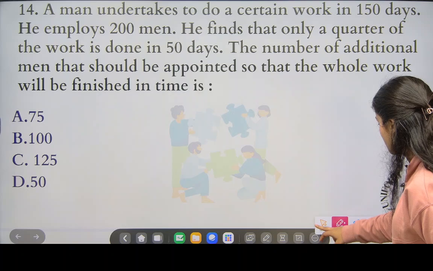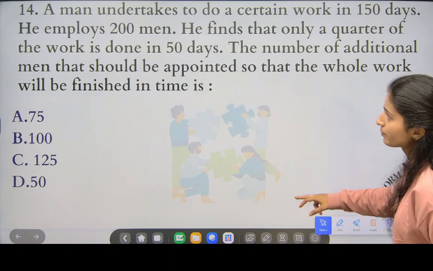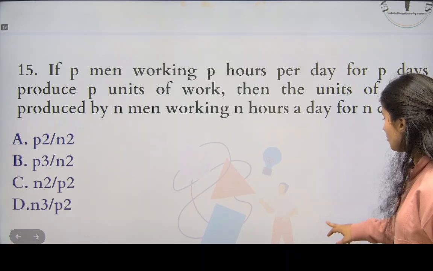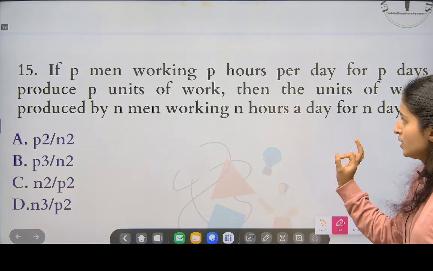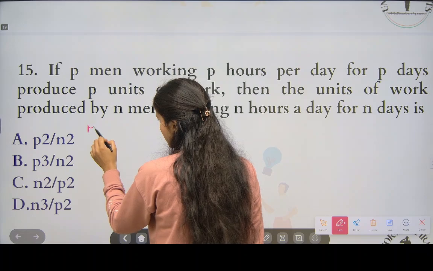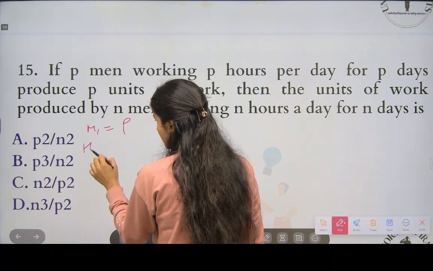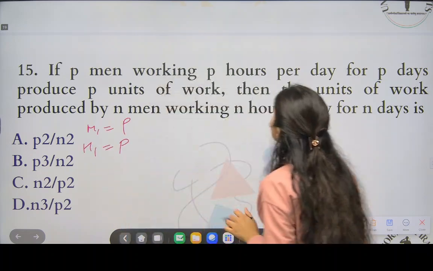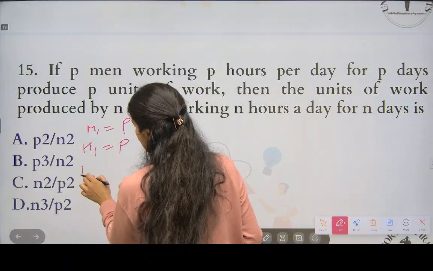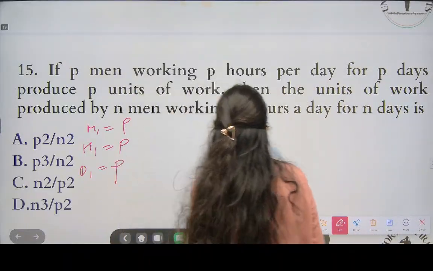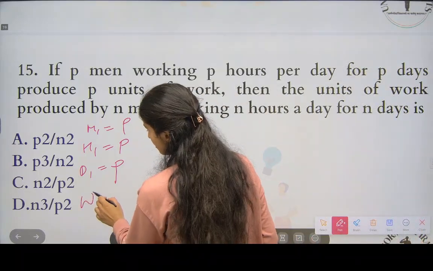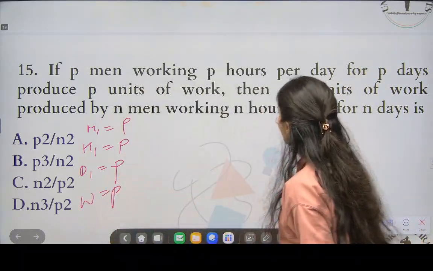Okay. Now see here what is given. Reading properly is important. If P men working P hours, how many men are there? P men. Working how many hours? P hours per day. For P days. How many days are there? P days. Produce P units. How much work is done? P units. Okay, no problem.